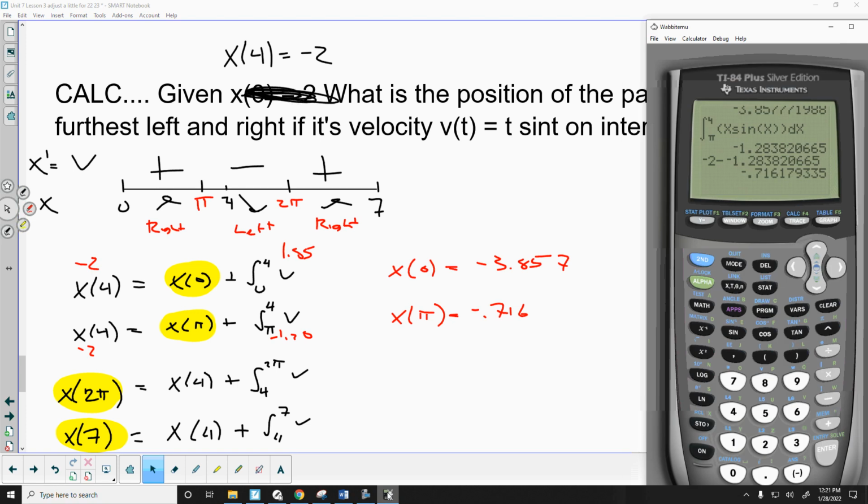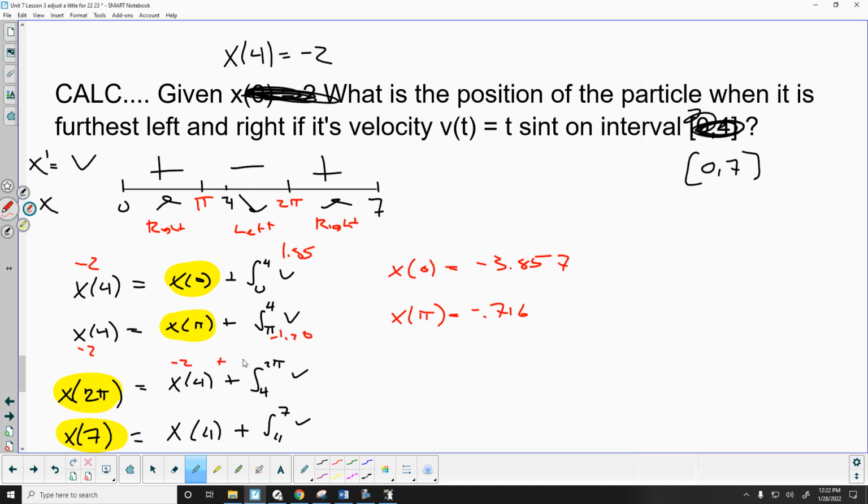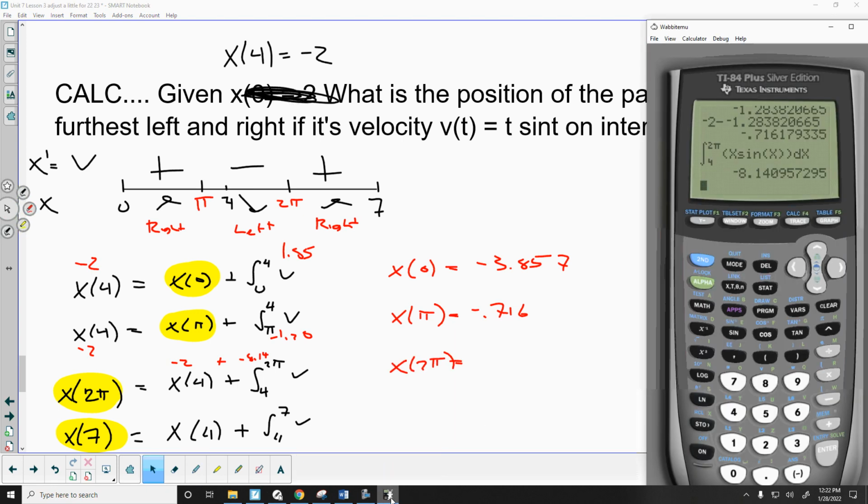For x of 2 pi, I'll need my integral, which you can grab, from 4 to 2 pi. And I get negative 8.14. Don't forget to add negative 2. I get negative 10.14.